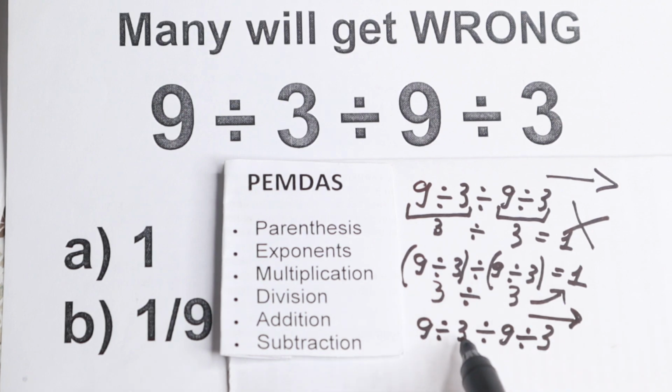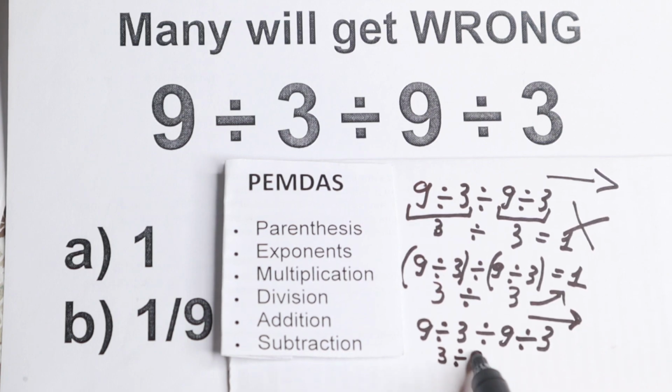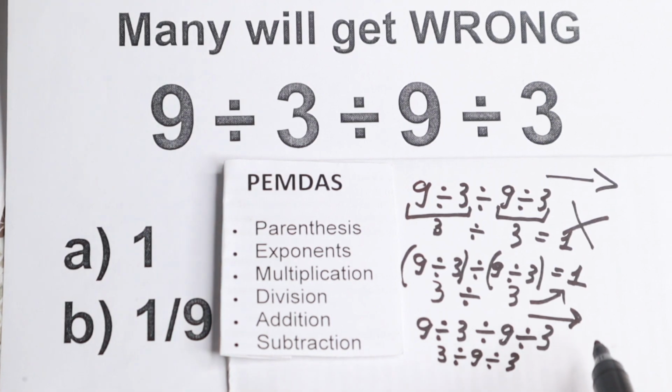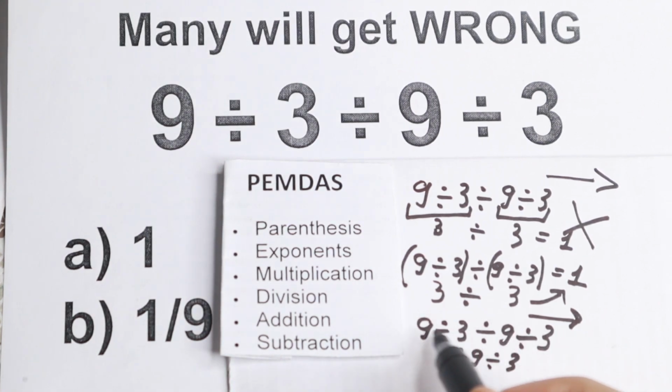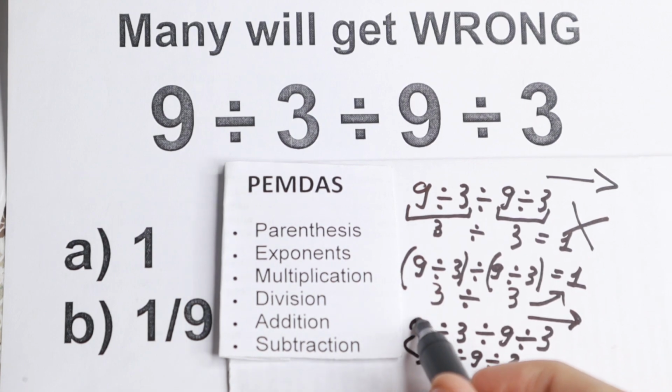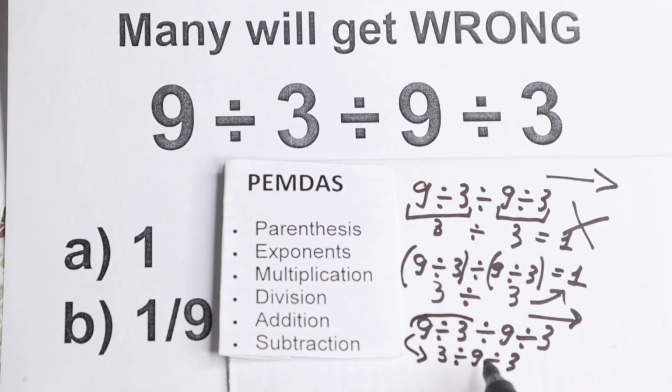So 9 divided by 3. This is our first division sign right here. So let's go. 9 divided by 3 equal to 3. So we have 3, and we still have this expression: 3 divided by 9 and divided by 3. Let's go next. We still have this expression because we divided it right here. So this is our 3 right here. So 3 divided by 9.